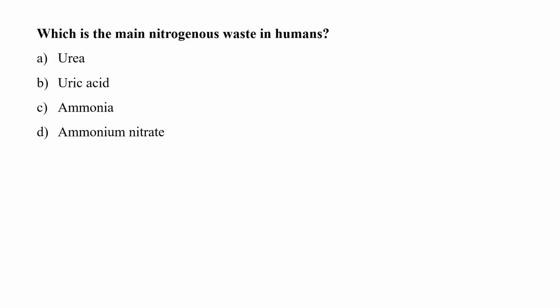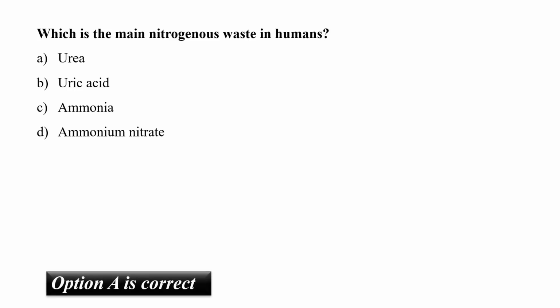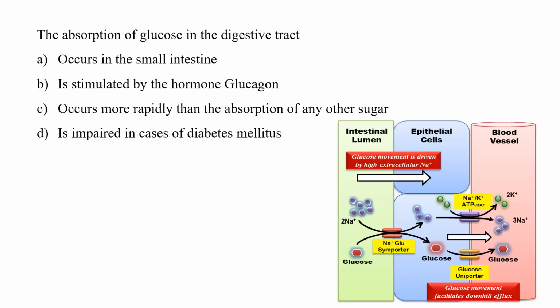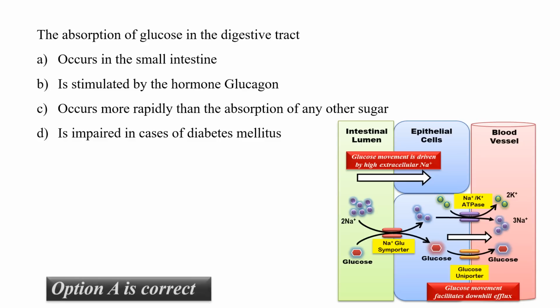Which is the main nitrogenous waste in humans? Urea, uric acid, ammonia, or ammonium nitrate. As we know, humans are ureotelic and the main nitrogenous waste released is urea. So option A is the correct answer. The absorption of glucose in the digestive tract, that's very simple. Actually, the absorption of glucose is done in the small intestine by the absorptive cells through secondary active transporters. So here option A is the correct answer.